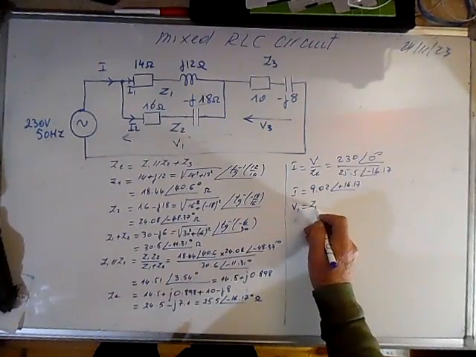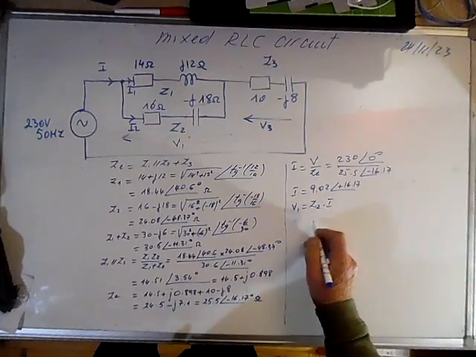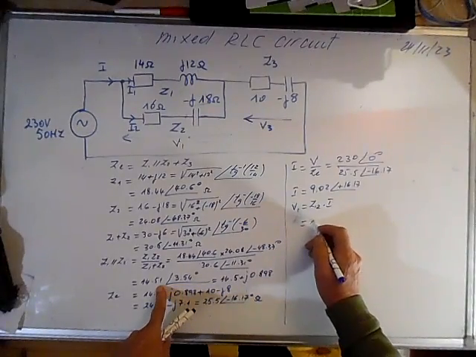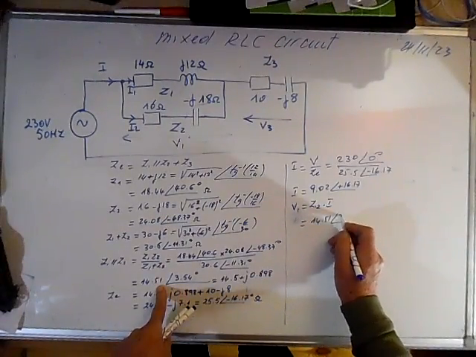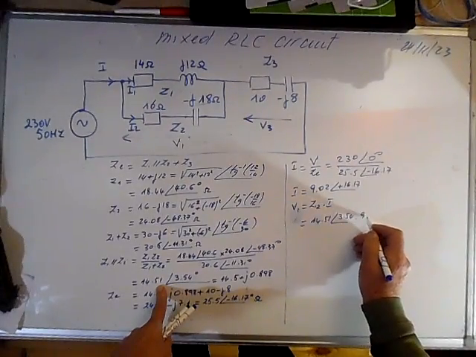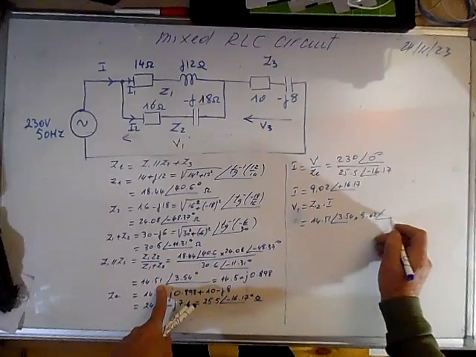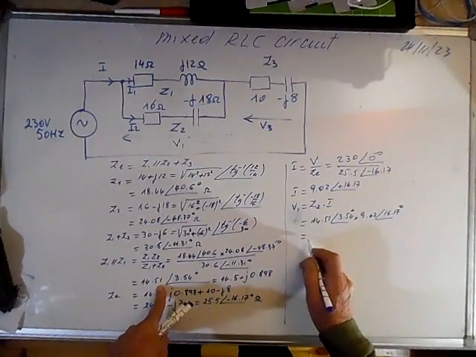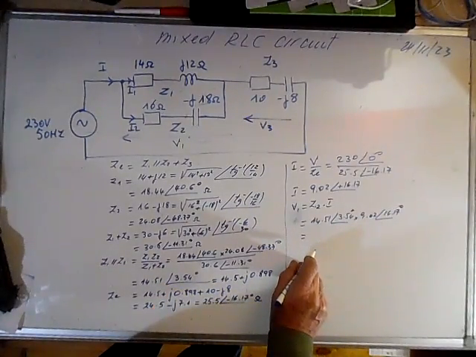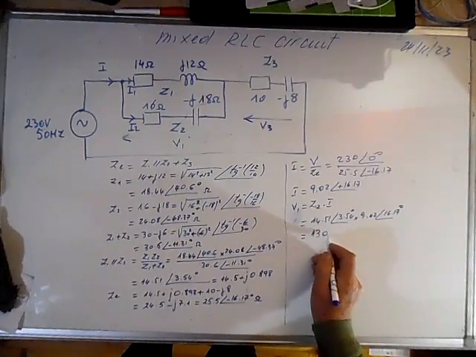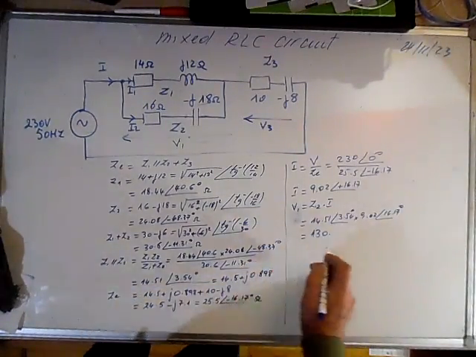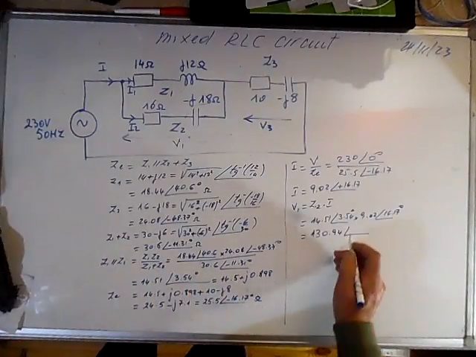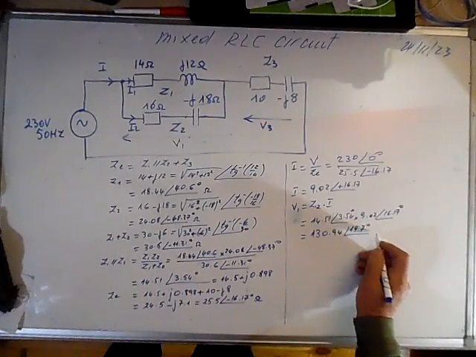V1 is equal to Z12 times I. Z12, which is here, is 14.51, 3.54 degrees, times 9.02 and 16.17 degrees, and the voltage will be equal to 130.94, and the argument will be 19.7 degrees. This is in volts.